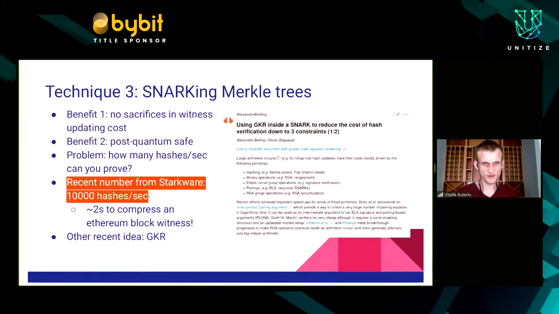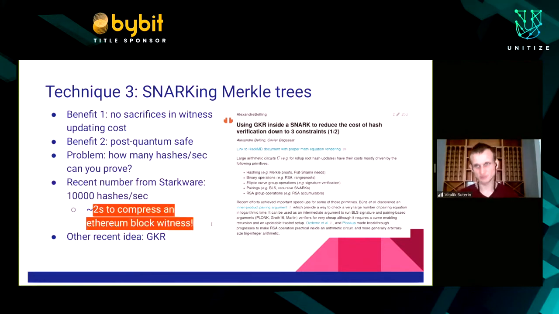There are recent numbers from Starkware with their new special purpose hash function. They can prove 10,000 hashes per second, which would be about 2 seconds to compress an Ethereum block witness. So actually quite within the range of viability. That's on, I believe, a fairly powerful laptop, by the way.